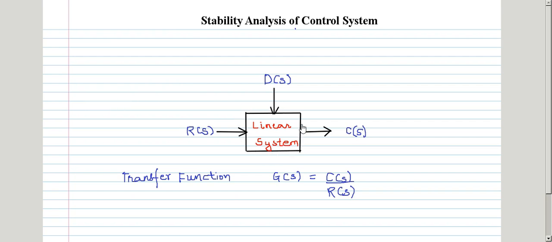Let us consider a linear system which is subjected to a reference input. The reference input is denoted by R(S). This system also has a certain disturbance denoted by D(S), and the system is producing the output signal C(S). The transfer function for such a system is given as the ratio of the Laplace transform of the output signal to the Laplace transform of the input signal.